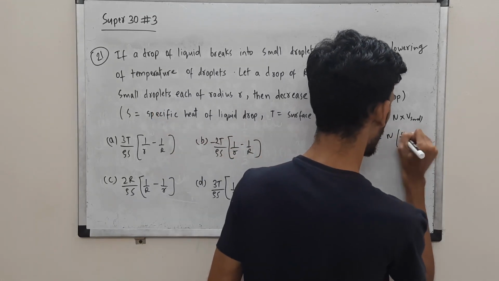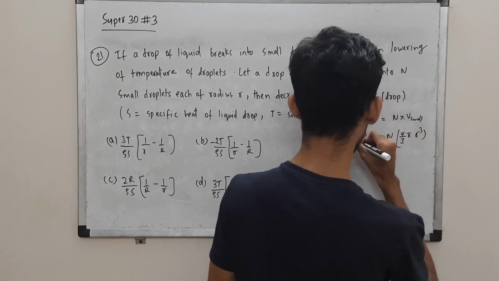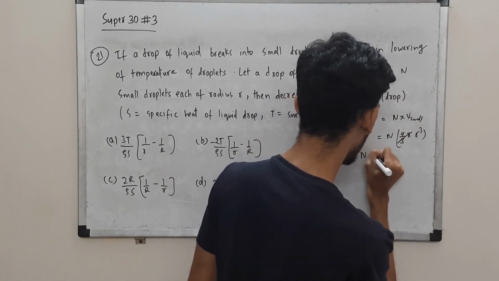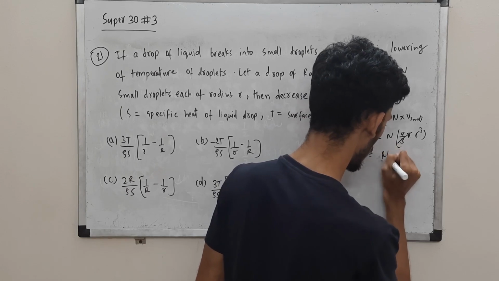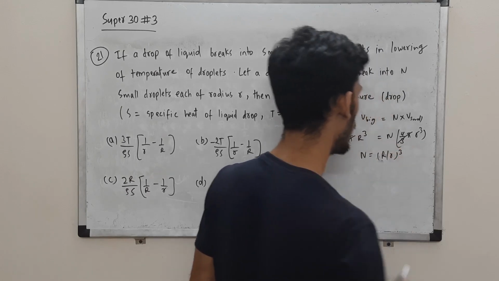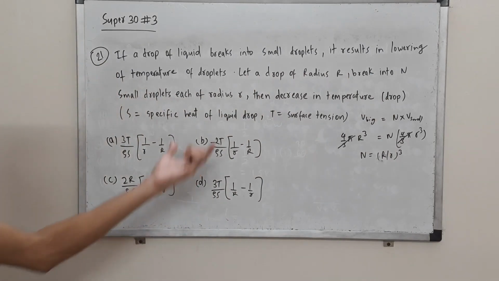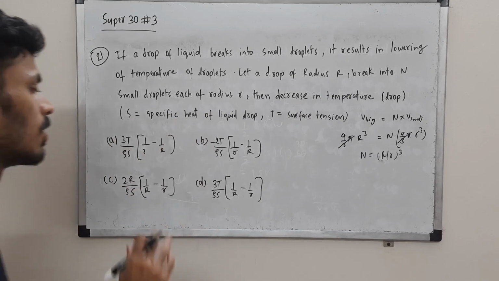So here 4 by 3 pi R cube equals N times 4 by 3 pi small r cube. The 4 by 3 pi gets cancelled. N will be nothing but capital R by small r, the whole cube. So that is the value of N. We'll be using it somewhere, since in our options N does not appear, we'll have to substitute for N.